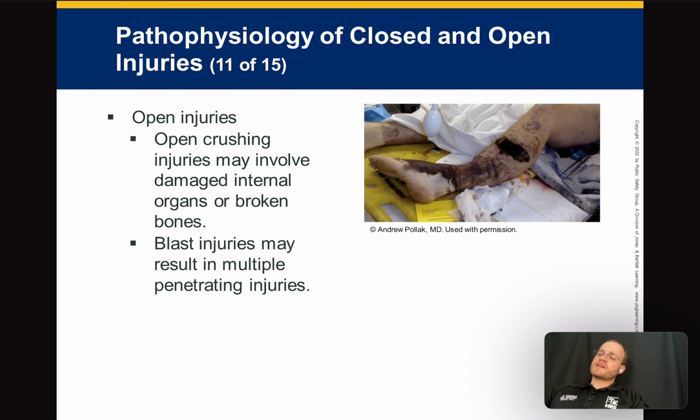Now, this leg looks like it got wrapped up into some equipment, like industrial equipment, because it's all torqued up and stretched out, and it's got a big hole in it, so that's bad. But anyways, open crushing injuries may involve damaged internal organs or broken bones. Blast injuries may result in multiple penetrating injuries. So if there are ball bearings piped into a pressure cooker bomb, and you get hit with that, there's going to be multiple penetrating injuries. So that's intuitive.